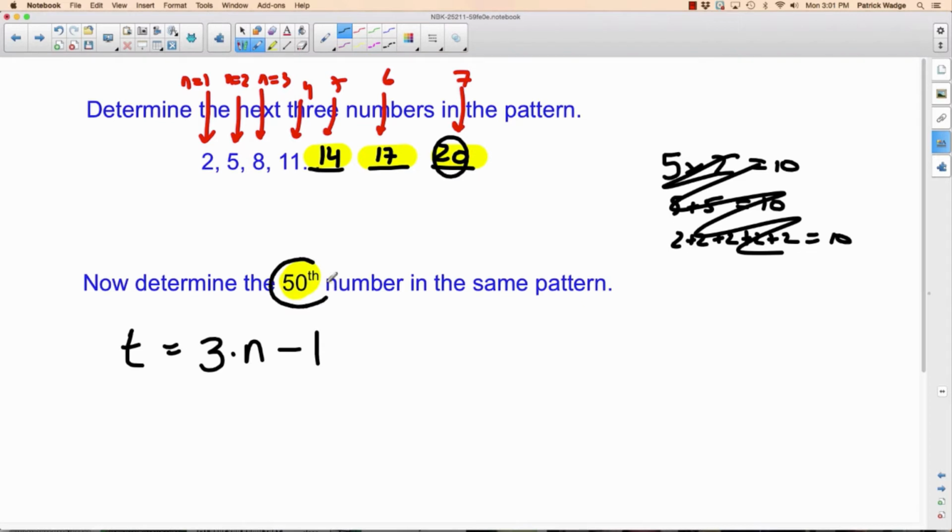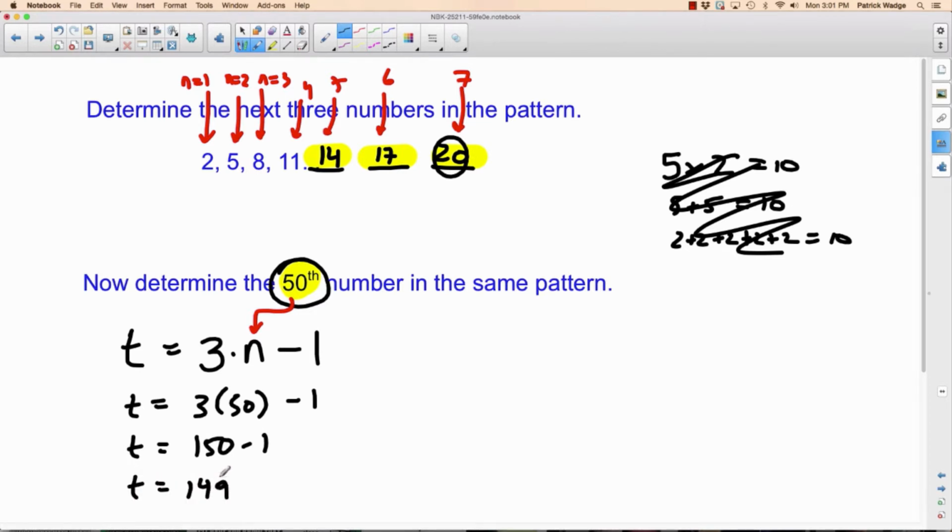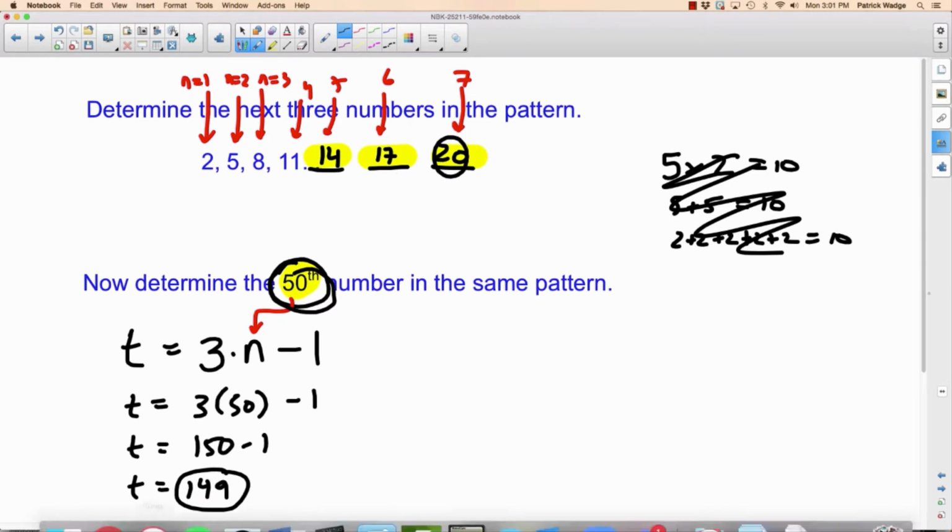So we want to know the 50th term. Where are we going to put that 50? Right here. So what you'll do is t equals 3 times 50, take away 1. Well, 3 times 50 is 150, take away 1. This term is 149. We have now found that the 50th term in this pattern, if you were to go out 50 terms, will be 149.